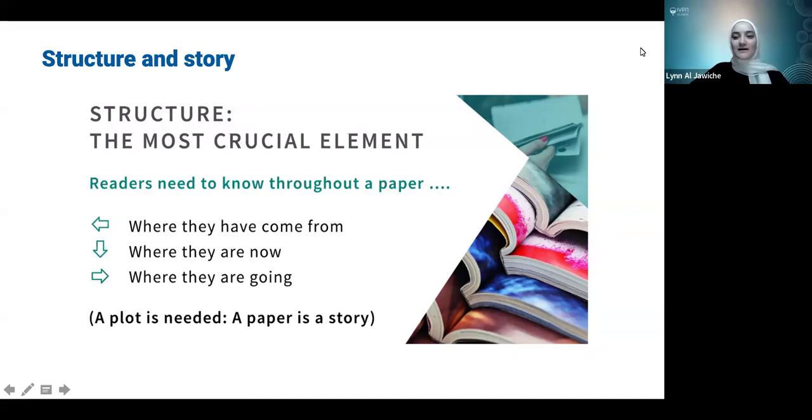Okay, another question also. How do you manage to do a literature review effectively? How do you explain? Okay, great. How do you do a literature review effectively?